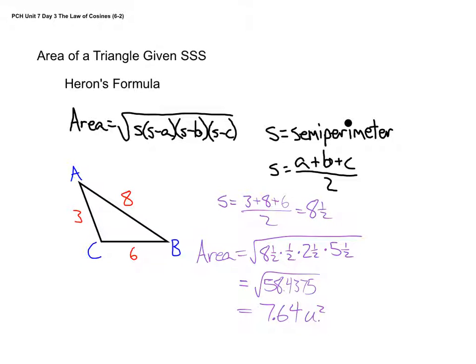The semi-perimeter will never be less than any of the lengths of sides. That's correct. And that goes back to the triangle inequality theorem, because the two smaller sides always have to add up to more than the third. The semi-perimeter, you're right, will never be smaller than any of the three sides individually. Otherwise we'd have the square root of a negative number in there.